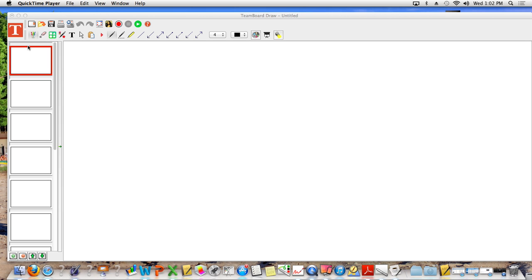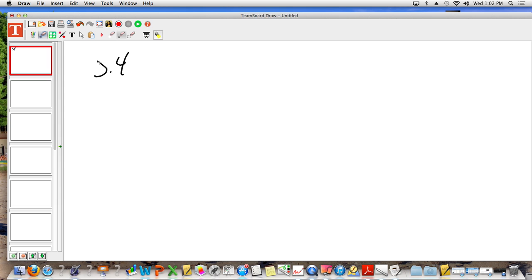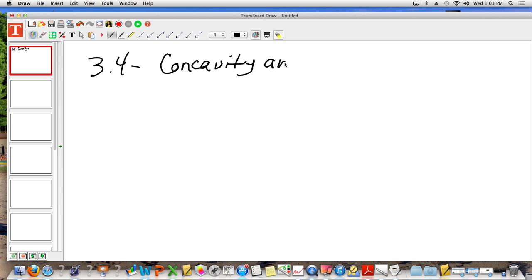Right, what I need you guys to do is in your notes, label it section 3.4. Section 3.4 is on concavity using the second derivative test. So that probably means a lot to you right there.